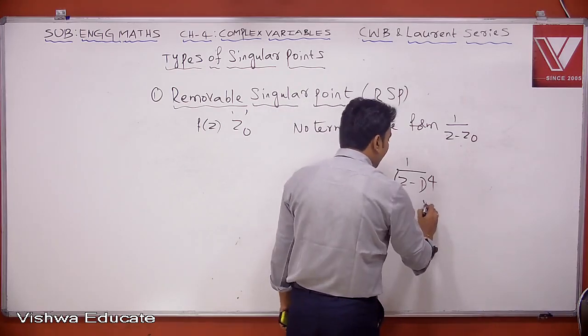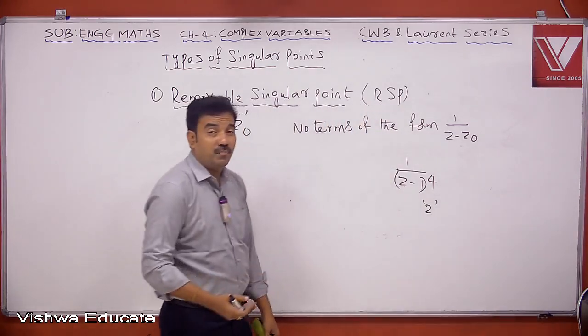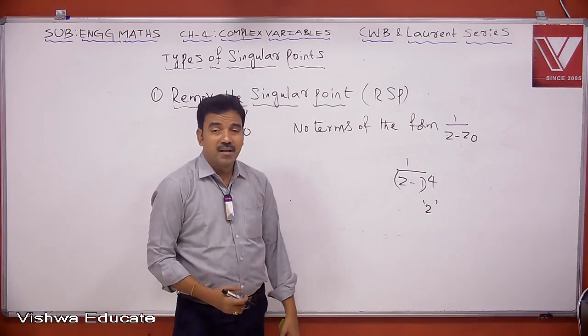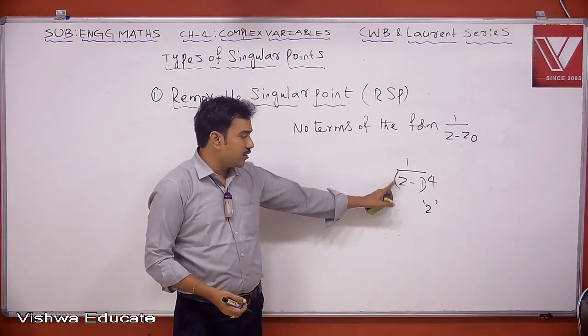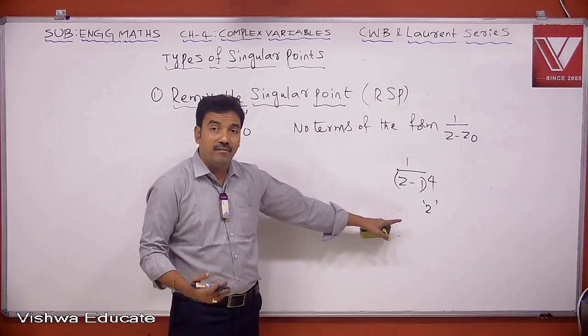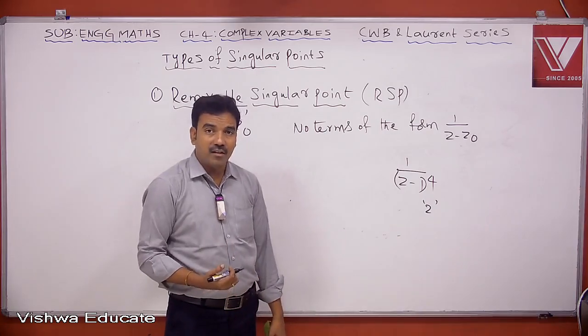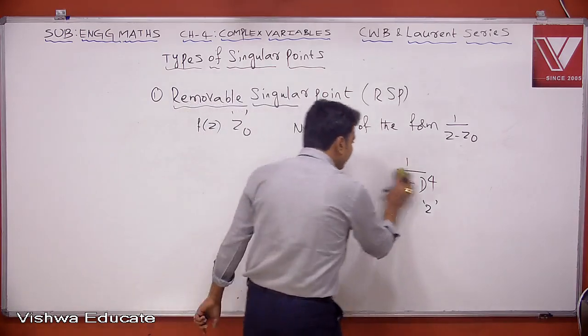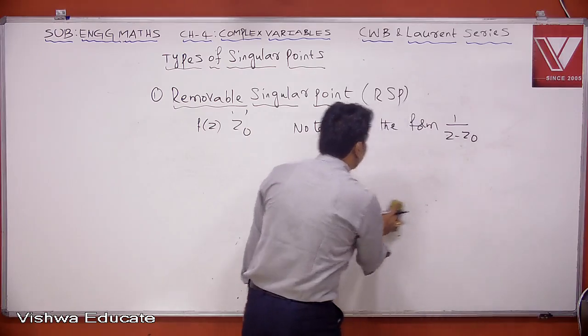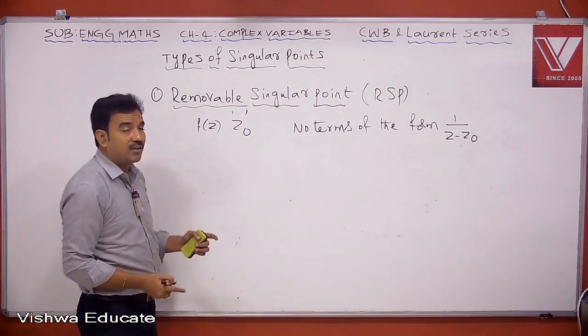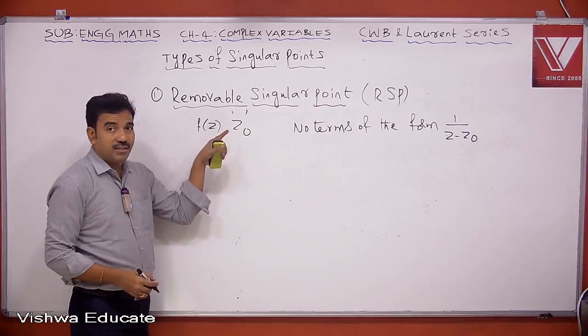But here 2 is not a singular point because there are no z minus 2 terms in the denominator. 3 is not a singular point of this function because z minus 2 terms are not available at the denominator level. Therefore, if z minus z0 terms are there at least once in the denominator, then it is called a singular point.